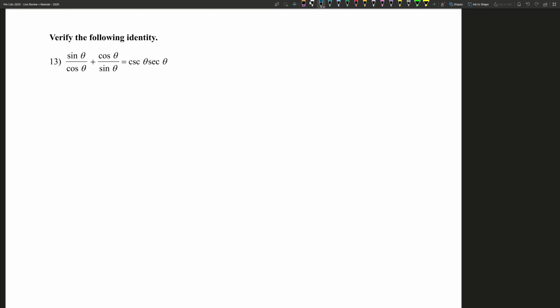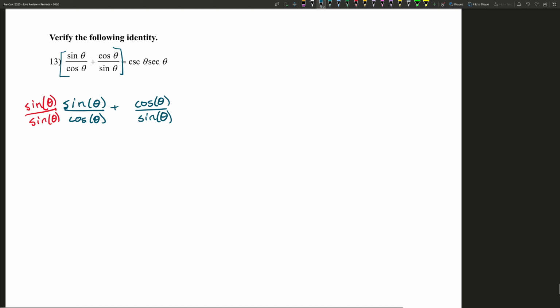All right, so in this case, I'm going to add these two fractions together. All right, so in order to do that, we need a common denominator. So the left fraction, right, so sine over cosine, I'm going to multiply by some clever form of 1. That clever form of 1 is going to be sine over sine. And then the right fraction, cosine over sine, I'm going to multiply it by another clever form of 1, and that's going to be cosine over cosine.